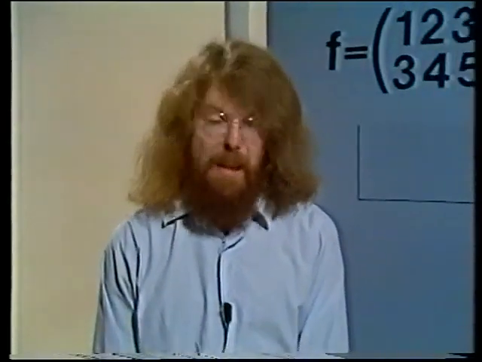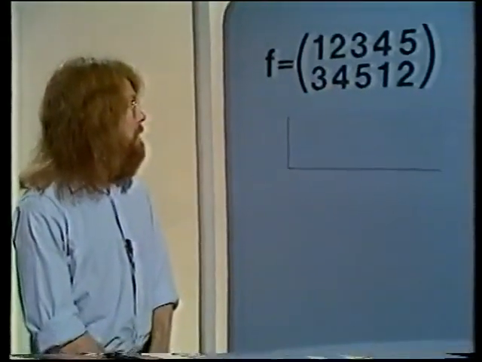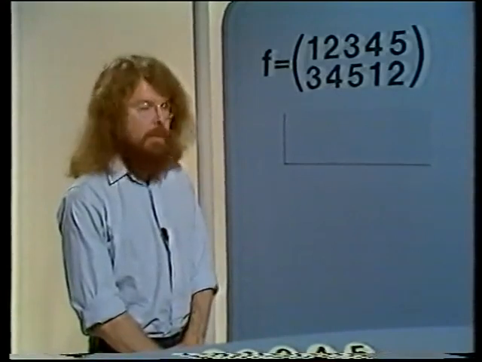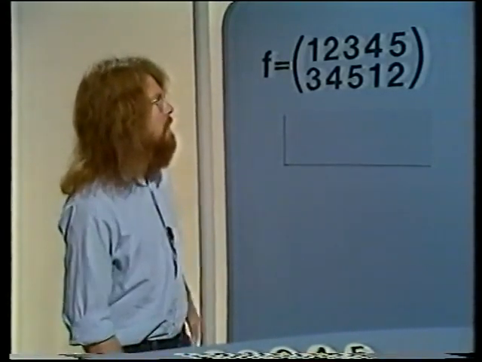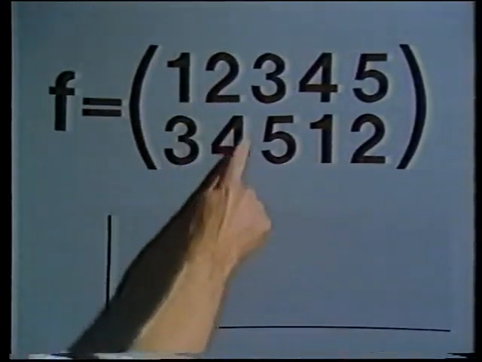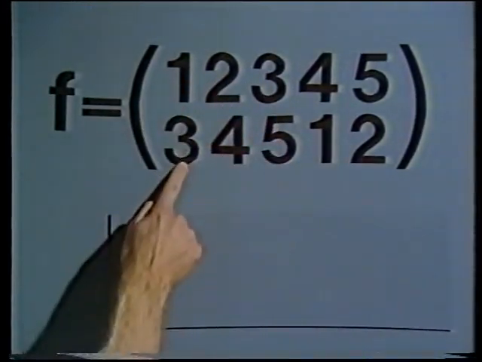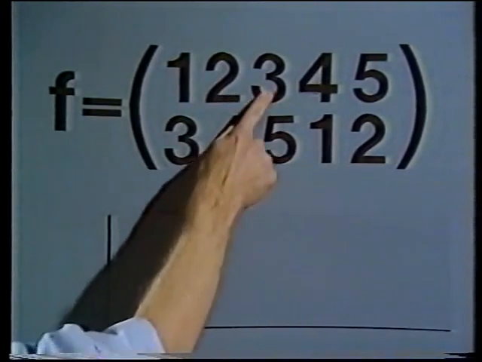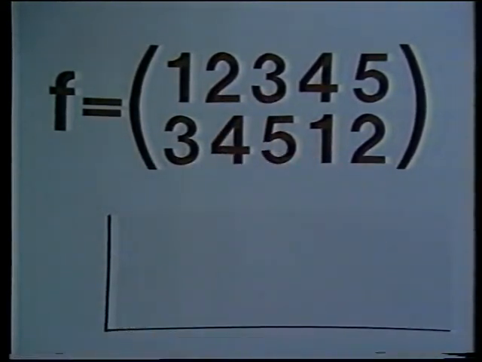A permutation is a 1-1 function from a set onto itself. So far in this course, we've used a special notation for permutations, and here's an example. This is a permutation on the set 1, 2, 3, 4, 5. And we think of the permutation as acting vertically downwards. So 1 goes to 3, 2 goes to 4, 3 goes to 5, and so on.